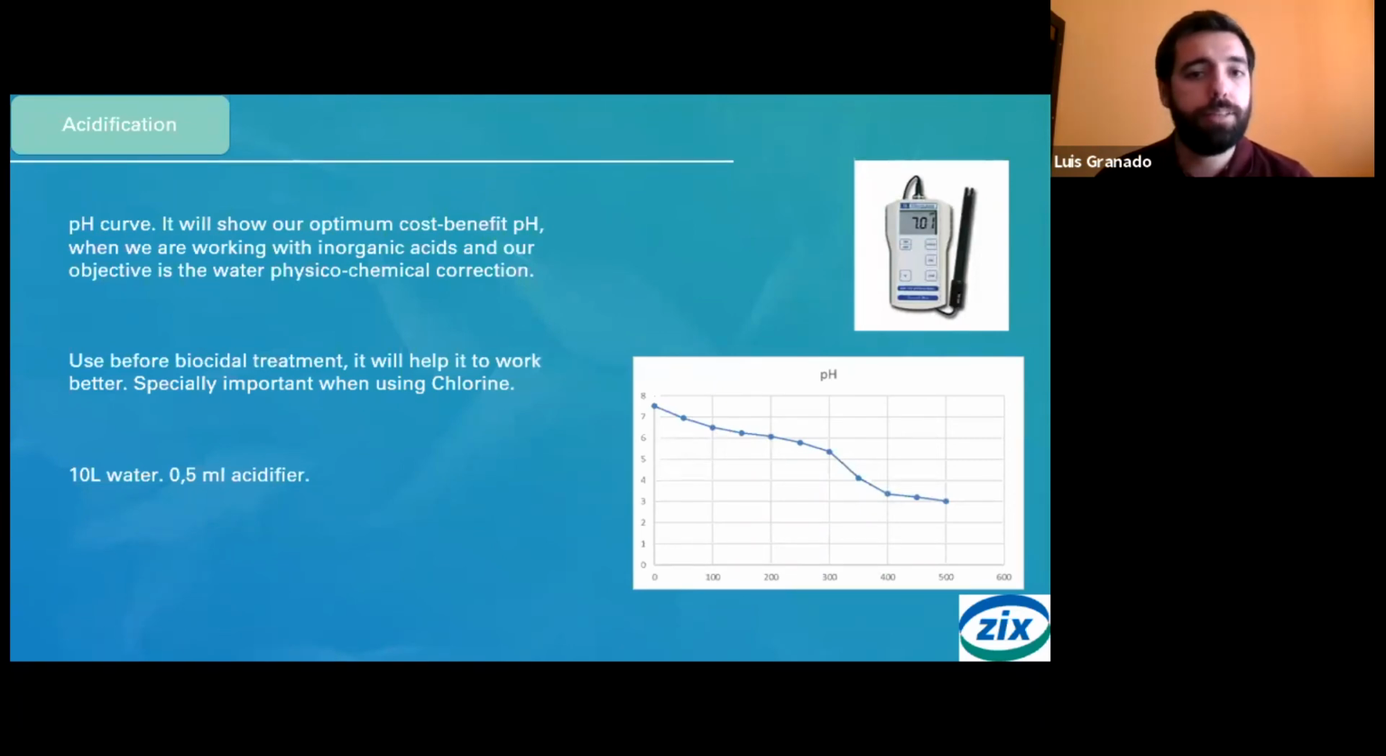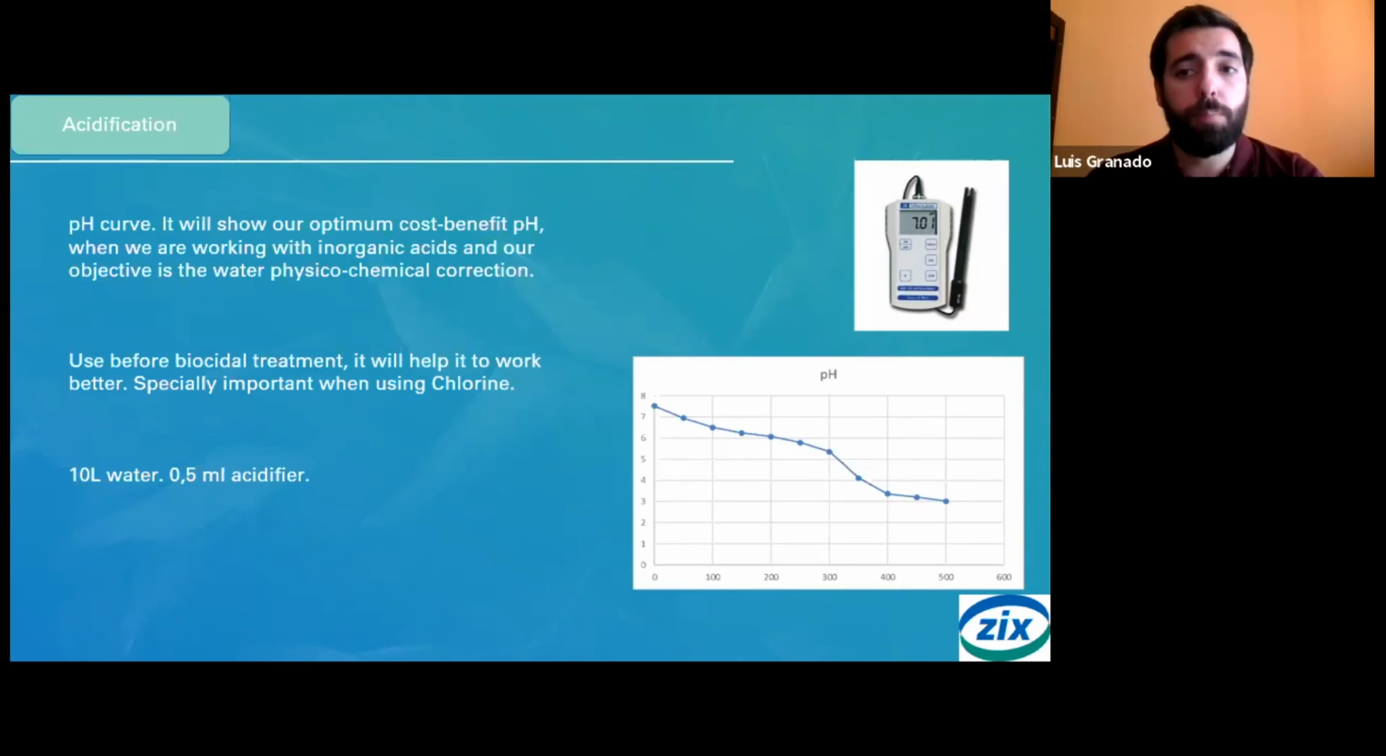And why is this so important to do? Because so many times we just set a pH to achieve without knowing the curve. And this way we don't know which one is the best cost-effective option of adding acids into that water, right? So this way we know.